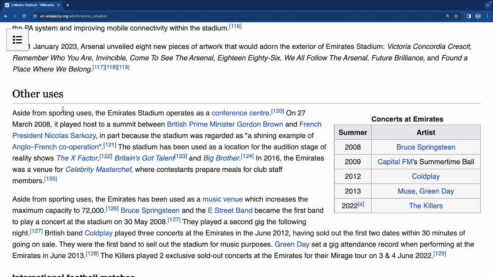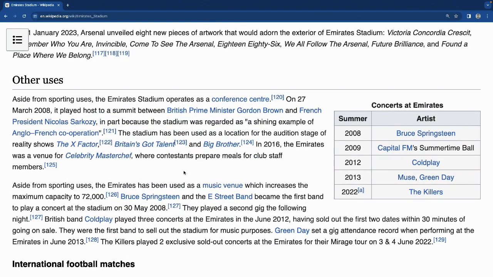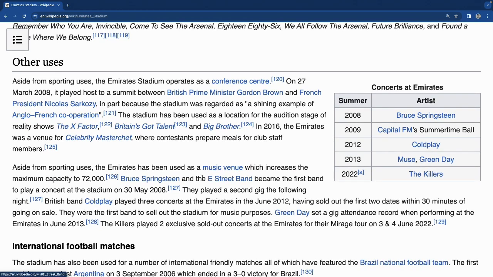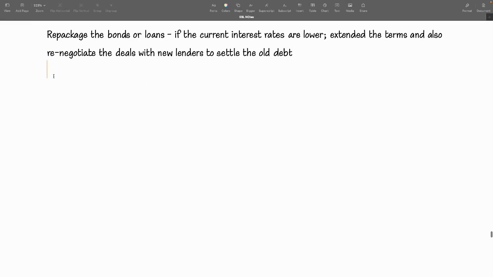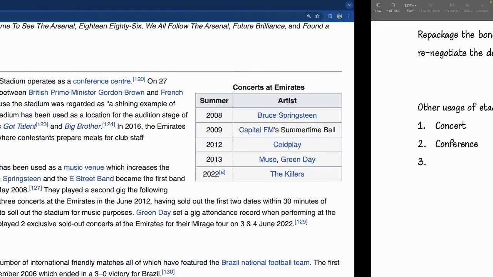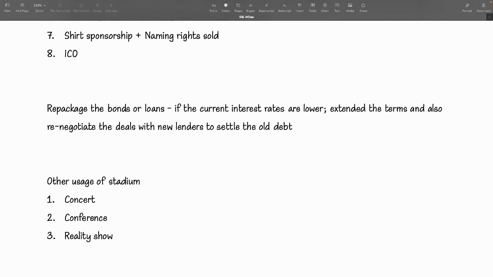Okay, you can see it is operated as a conference center and also a summit venue for certain things. Audition stage, these are other incomes that you can use, and it's a music venue. Okay, so these are, remember, other choices, the ways in which you can earn income. Other usage of a stadium: concert, conference, and also audition. Okay, fine. Those are things that you can consider for the stadiums.